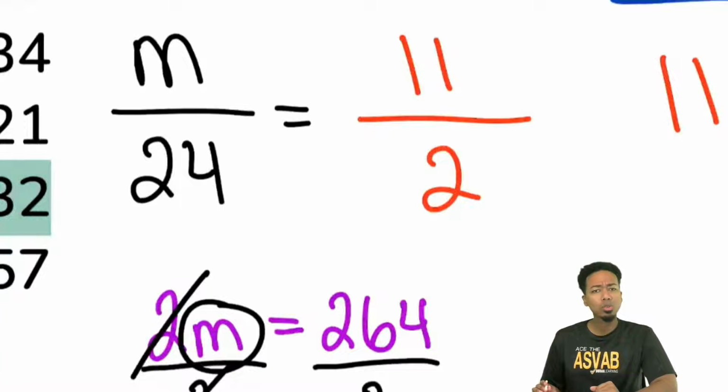Everyone, what do I do to go from 2 to 24? How can I go from 2 to 24? We can multiply by 12.